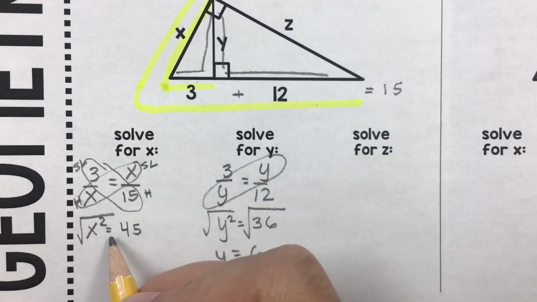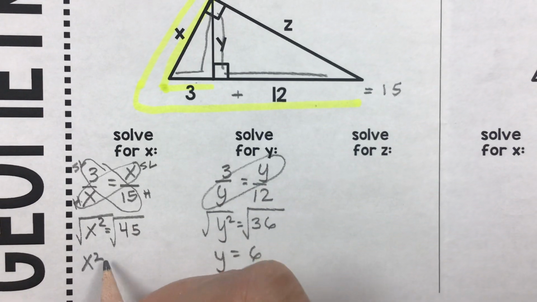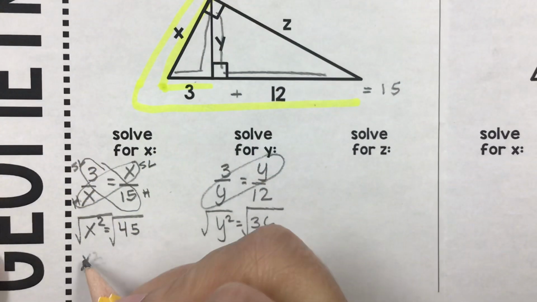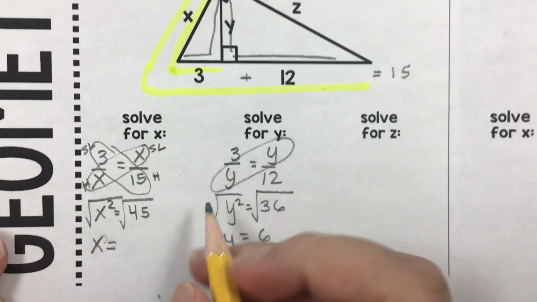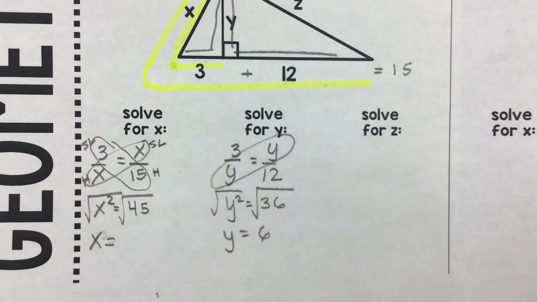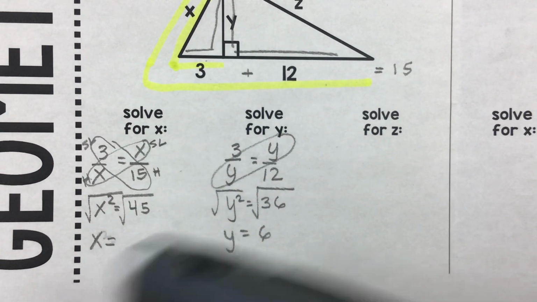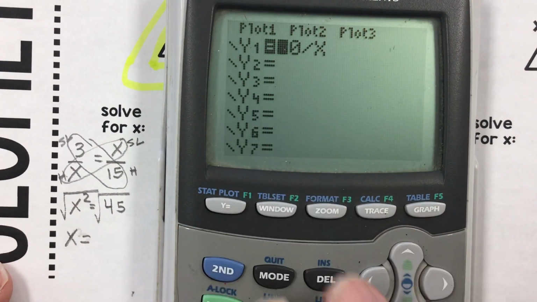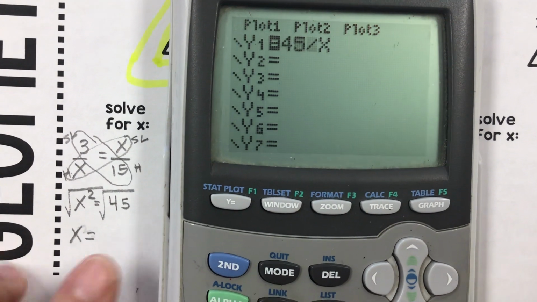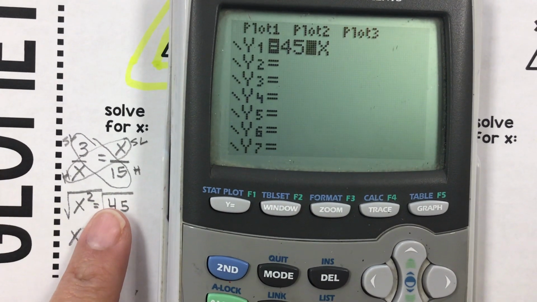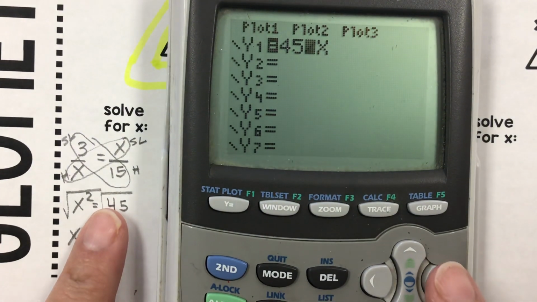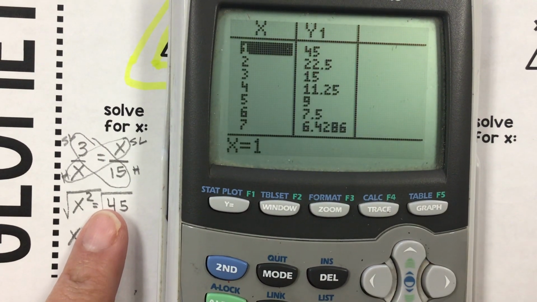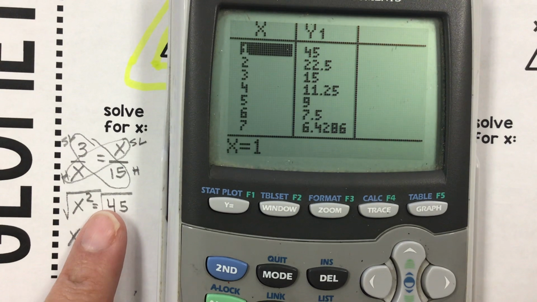Now we're going to do the square root of both sides. The square root undoes the square. And now we're looking for factors of 45 that would simplify. I'm going to remind you how to do this. You go to y equals. You put 45 because that's the number I'm trying to simplify from factors of. Hit second graph. And now you're looking for perfect squares.